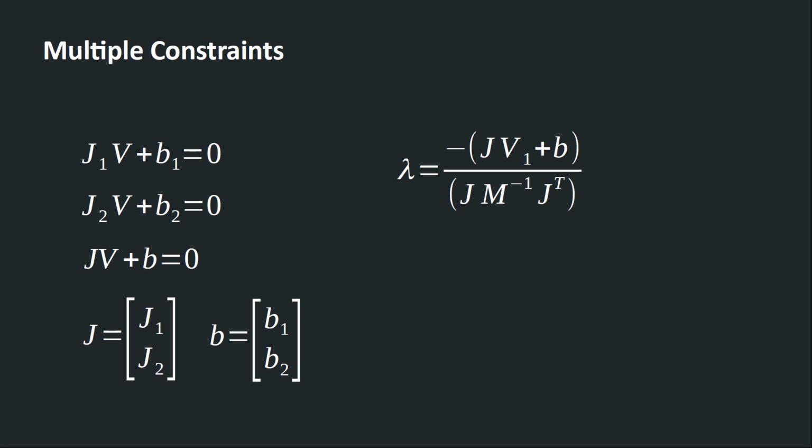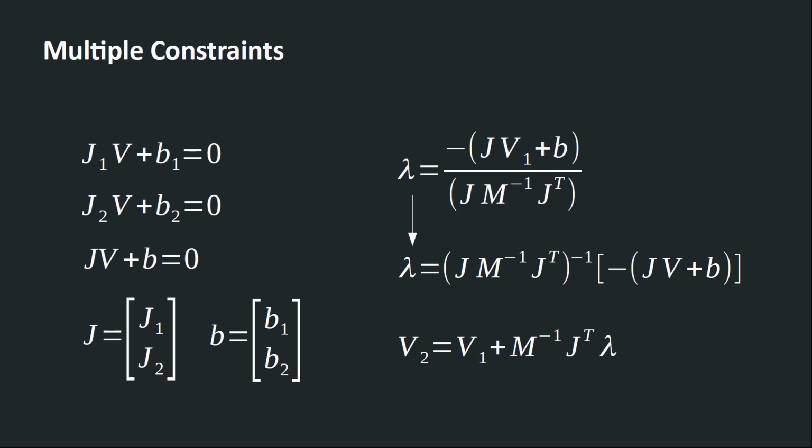The proper expression for lambda is actually this. It's the inverse of J M inverse J transpose times negative JV plus B. And the expression for the rest of the other terms will remain the same. In your own time, you can verify that the matrix dimensions and the vector dimensions all match. So these equations still hold. We now have the expression to solve multiple constraints in one go.